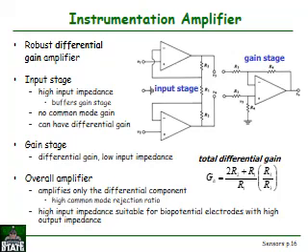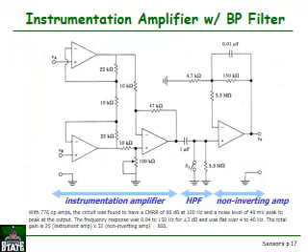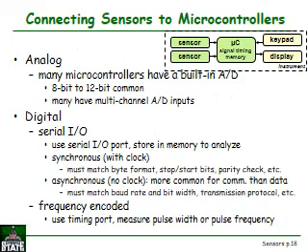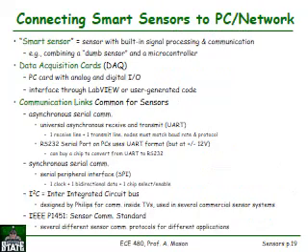This is an instrumentation amplifier, with input stage, gain stage, then the overall amplifier. This is an instrumentation amplifier with filters. Next, connecting the sensor to the microcontroller. After measuring, the sensor is connected to the microcontroller, and the signal is converted from analog to digital. Further, this is connecting a smart sensor to networks.